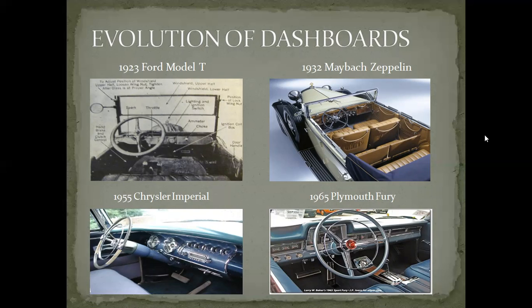In the second picture, luxury vehicles like the Maybach had better performance than the Model T and explored a larger set of features. In the third photo, in the 1940s and 50s, design style involved an exorbitant amount of gauges and dials on dashboards, as reflected in the Imperial. And in the last photograph we have the Plymouth Fury by Larry W. Baker in 1965.